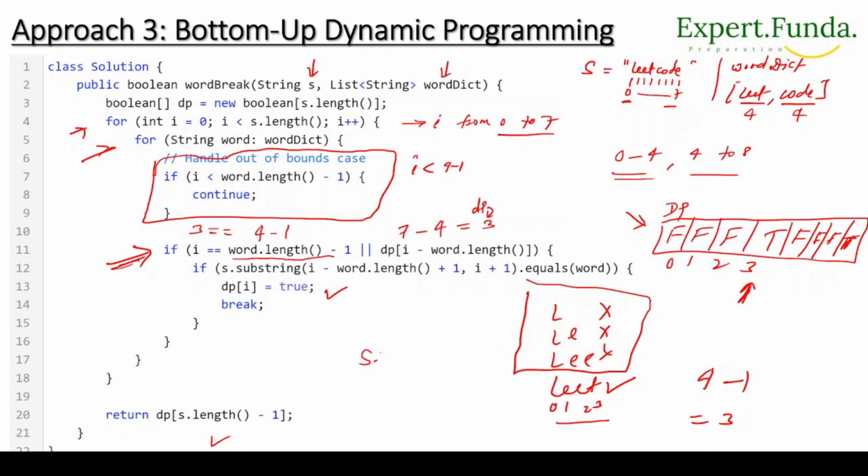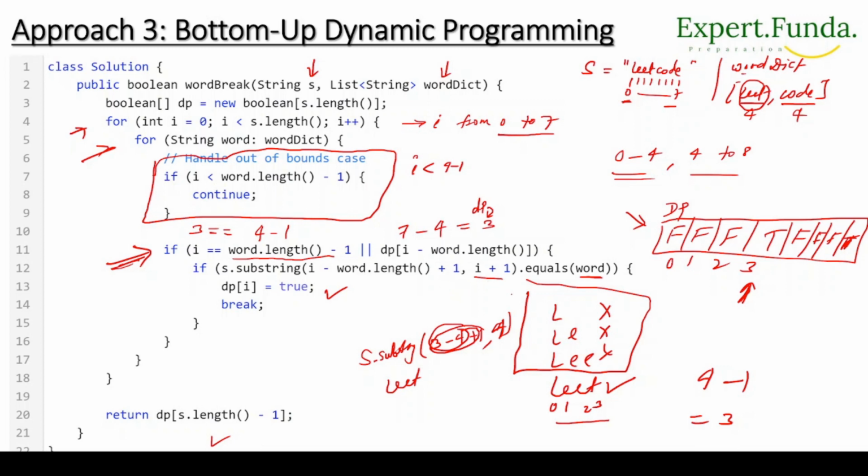So we take the substring from the string, where I is 3, the word length is 4, plus 1, right? And the other index we are taking is I plus 1, meaning 3 plus 1 is 4, correct? So if we do the substring, it means we are going to take the substring from 0 to 4. Okay, so the substring from 0 to 4 becomes "leet", right? And it is going to match with the word "leet", because in the word list the first word is "leet", and that is going to match, correct?